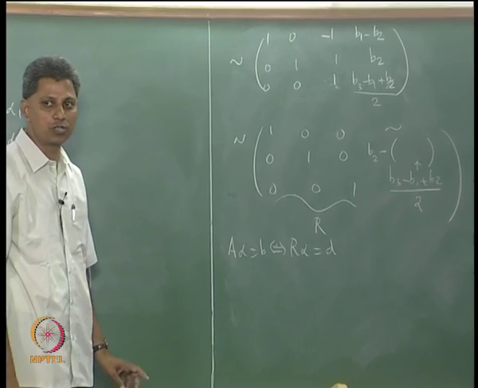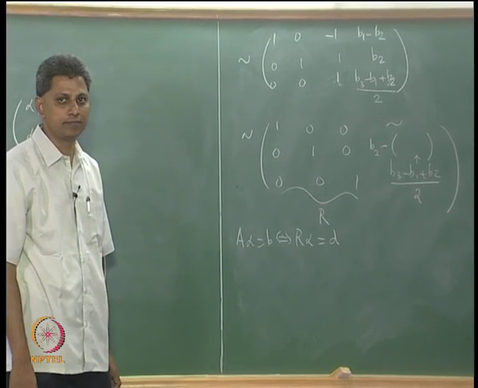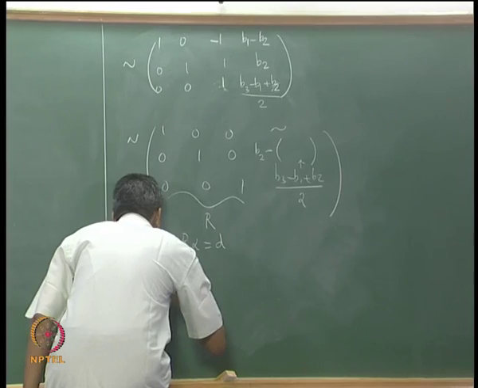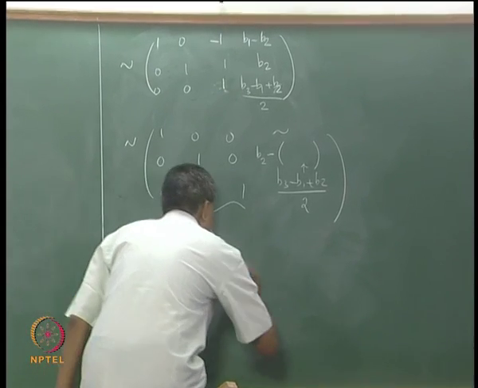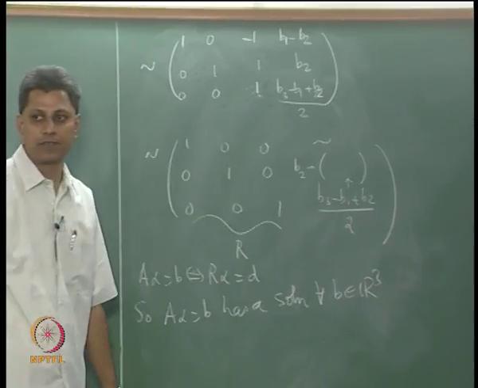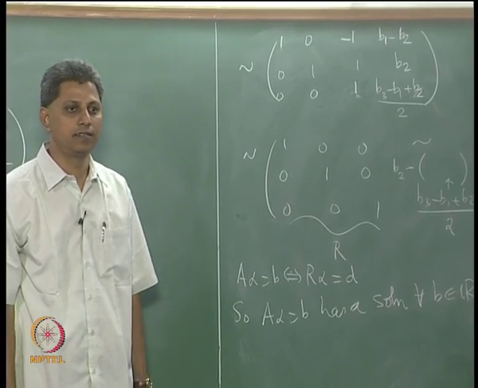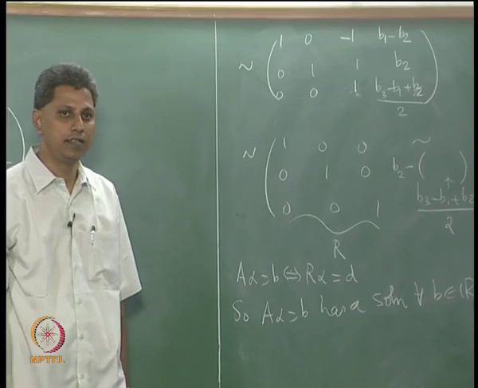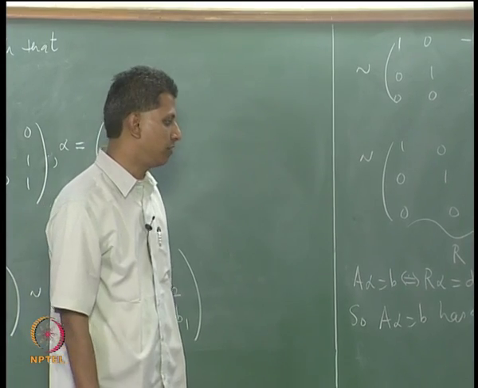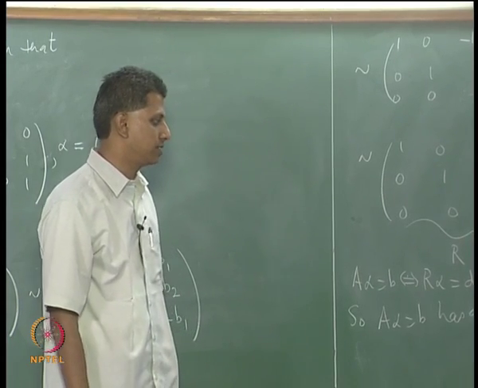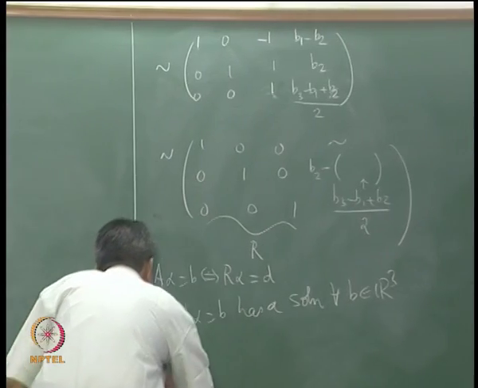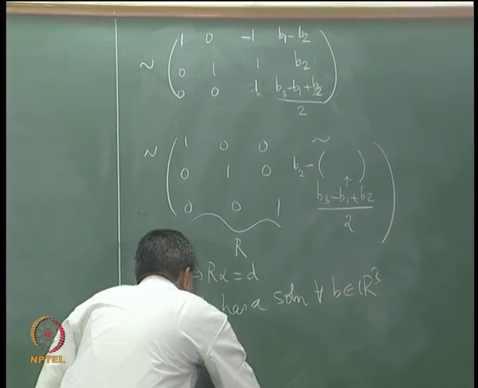So this system has a solution for all B, which means what? A alpha equals B has a solution for all right hand side vectors B. So what is the span of S? It's the whole of R3. Okay. It is an improper subspace of R3. Span of S is the whole of R3. Okay. If S is chosen as this set, then span of S is R3.